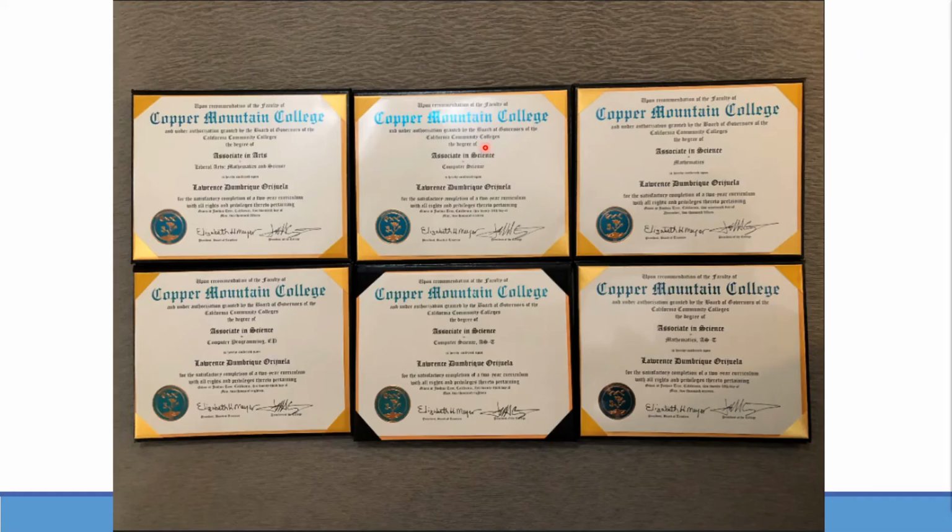Getting a little more into my education. These are all of my associate's degrees. I've been attending community college for a long time. So I have 1, 2, 3 associate's degrees in mathematics, and I have 1, 2, 3 associate's degrees in computer science or relating to computer science.